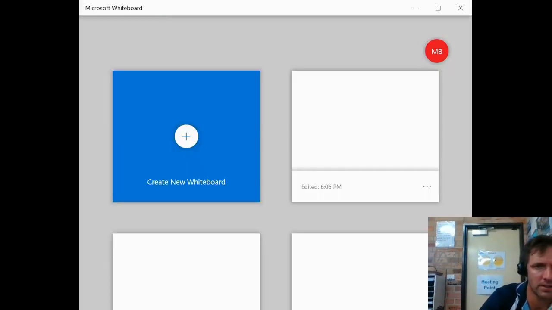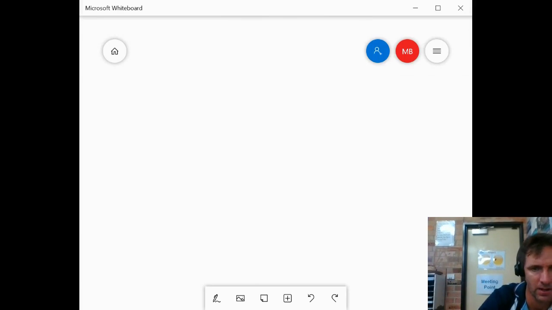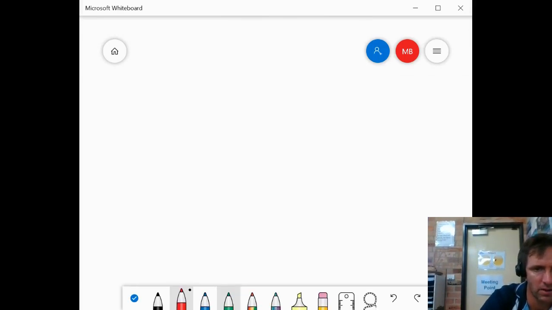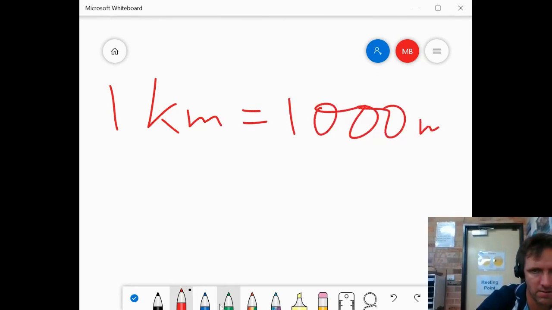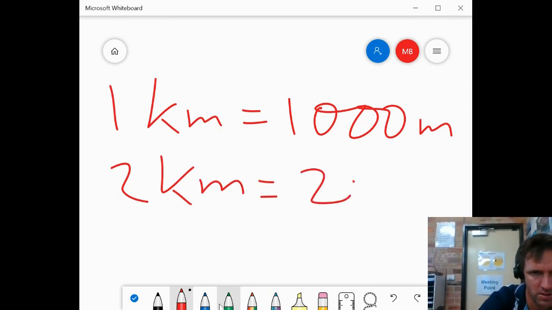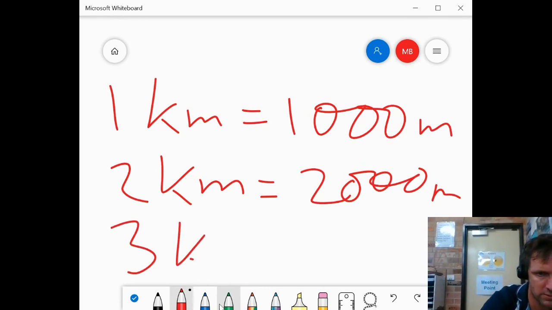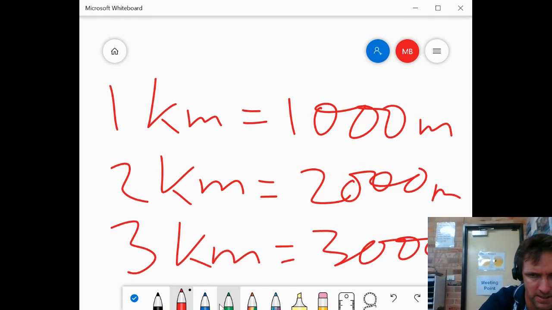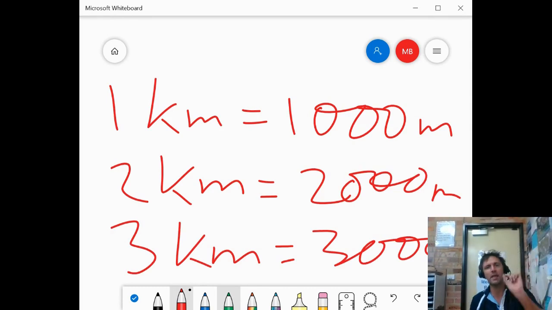Or it could be a bit like this. 1 kilometre equals 1,000 metres, okay? Then 2 kilometres equals 2,000 metres, okay? And then 3 kilometres equals 3,000 metres, okay? And so on. So that's a good start. Now, that's not the end, but that's a good start. There's going to be another little video for you to watch. I want you to watch that one as well.